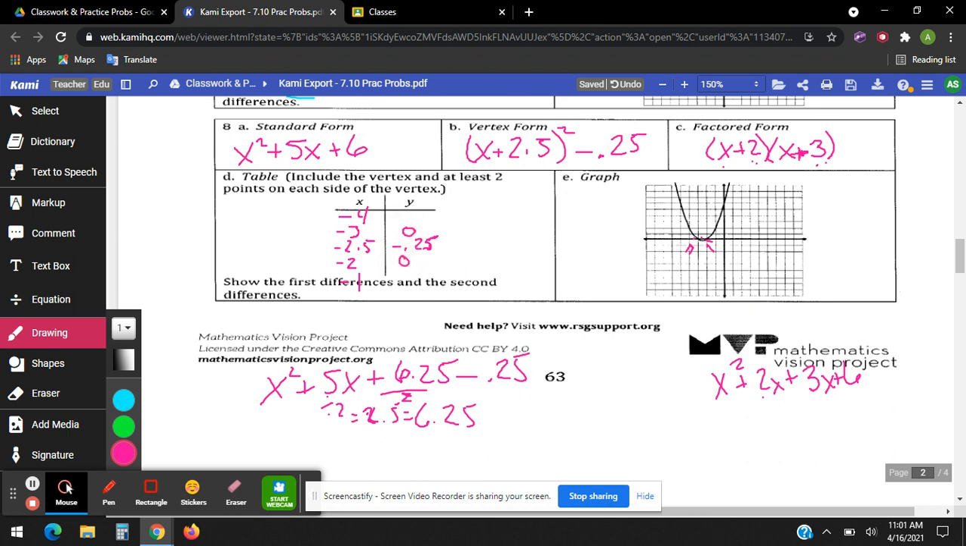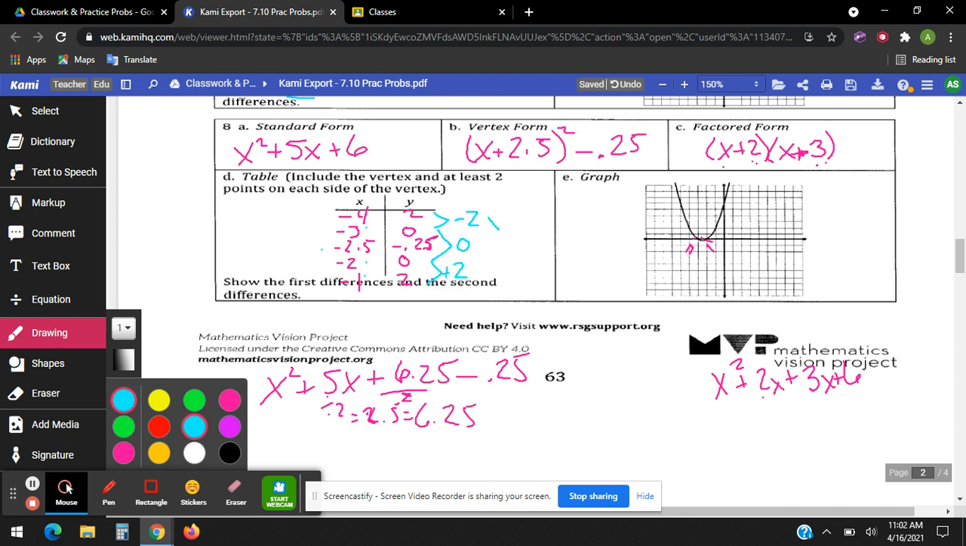If I do a -1, that's a 1.5. 1.5 squared is 2.25. 2.25 minus 0.25 is a 2, which looks like those are correct points. Now, when I'm doing my first and second difference, I'm only going to worry about these guys that have the whole numbers. I'm not even going to worry about my vertex. So I'm going from 2 to 0, which is -2. 0 to 0 is nothing. And 0 to 2 is +2.